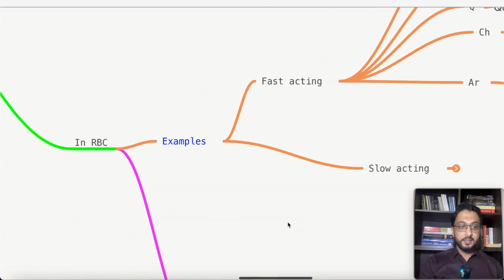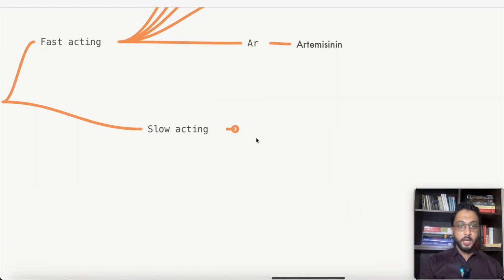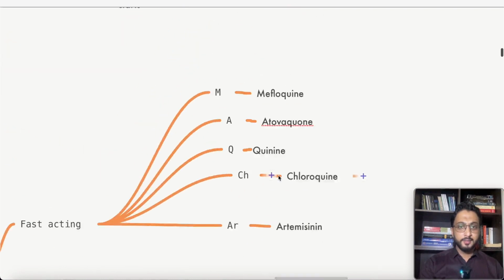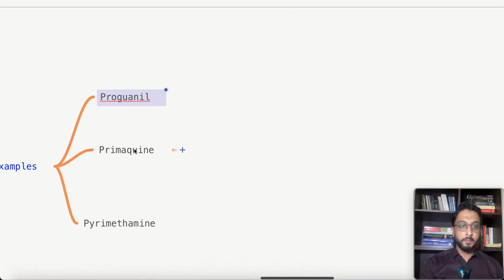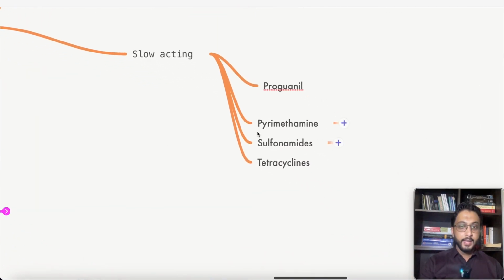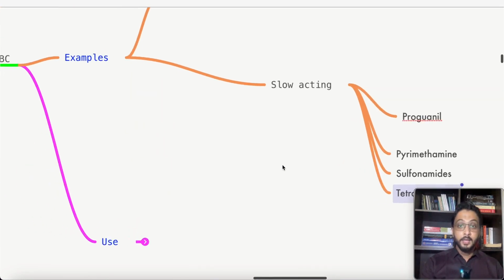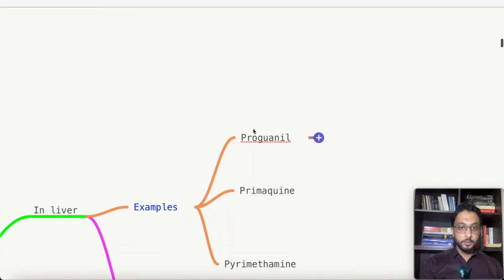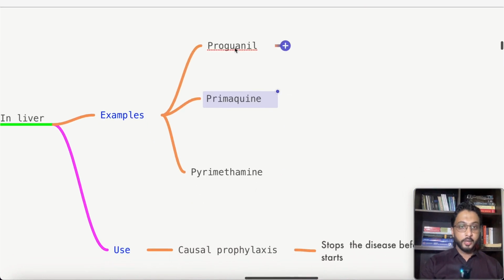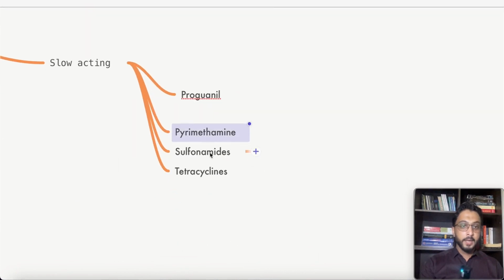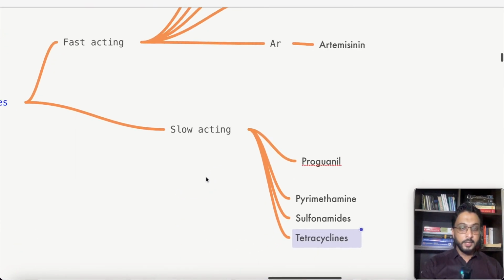So those were the fast acting drugs, which target the RBC. Now you've got slow acting drugs, which are proguanil and pyrimethamine. These are familiar, the same ones which targeted the liver also. So that's one similarity. Then you have sulfonamides, the antibiotics, and another antibiotic, tetracycline, both of which can be used to target the RBC. So proguanil and pyrimethamine, then sulfonamides and tetracycline. These are the slow acting drugs.